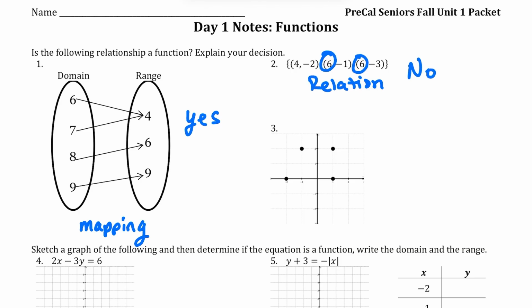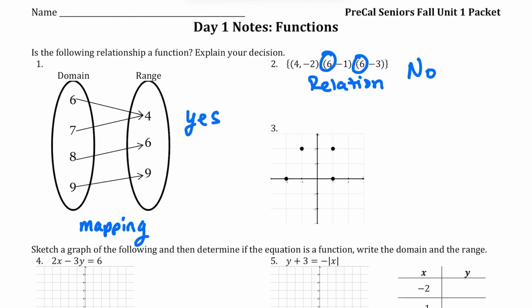X values cannot repeat. If you plug in a certain number, you expect to get something out. Here, if you ask yourself, well, if you plug in 6, sometimes you get -1, sometimes you get -3. When does one happen? So that's why that's not a function.